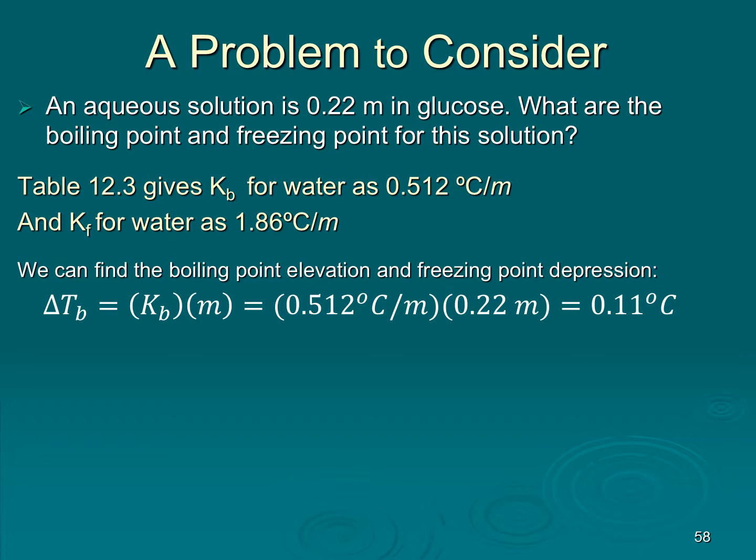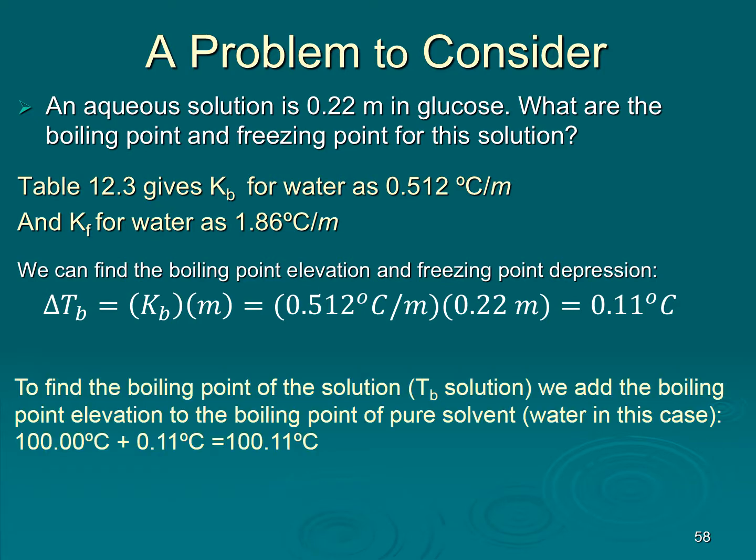Don't forget that that is not the boiling point. It's the boiling point elevation. That's how much higher the boiling point is from the original boiling point. So to find the actual boiling point, we have to add it to the boiling point of the pure solvent, which in this case is water. So 100 plus 0.11 gives me 100.11 degrees Celsius.